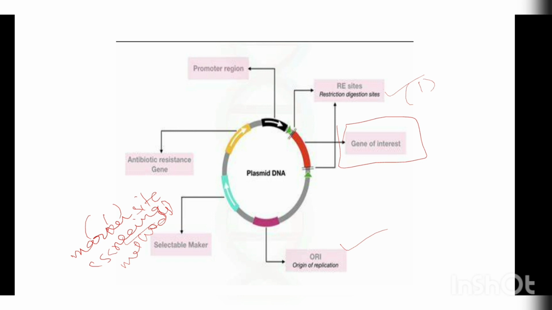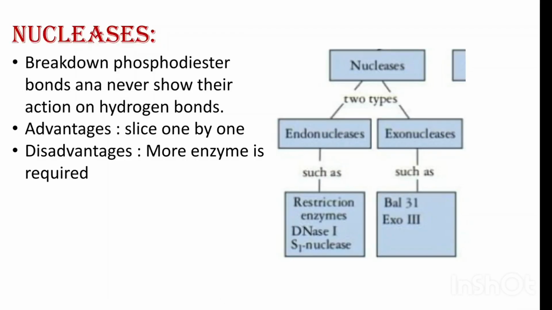So next, let's move into the enzymes. These are the different enzymes: nucleases, polymerases, ligases, DNases and RNases, transferases, kinases and phosphatases, and restriction enzymes. So let's start with nucleases. Nucleases are the type of enzymes which act on phosphodiester bonds and never on hydrogen bonds. Okay, this is done about nucleases.